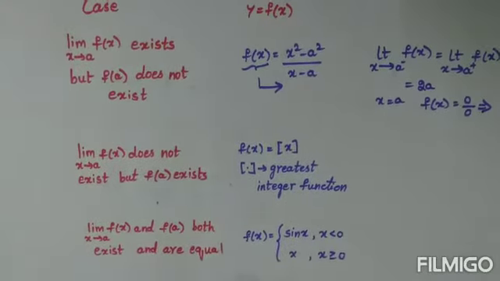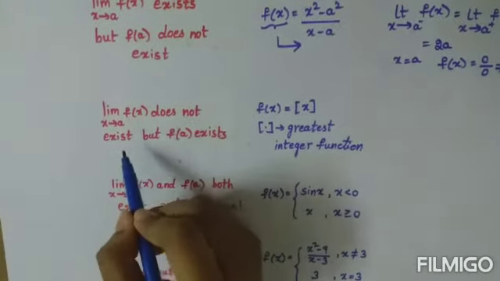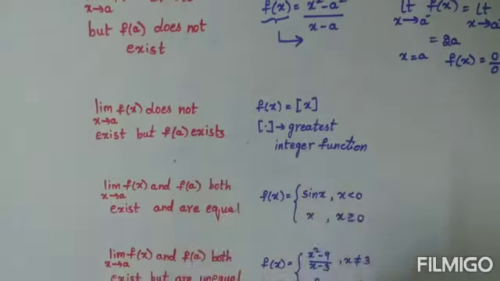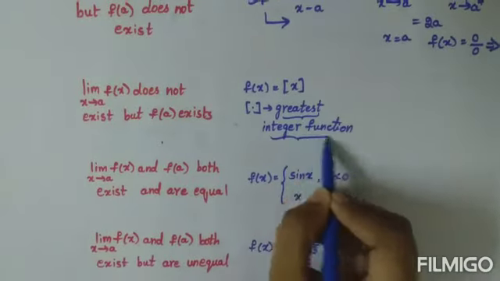Let us see the next case. Limit f of x does not exist but f of a exists. So let us consider greatest integer function, box x.